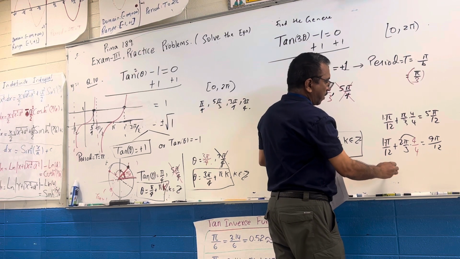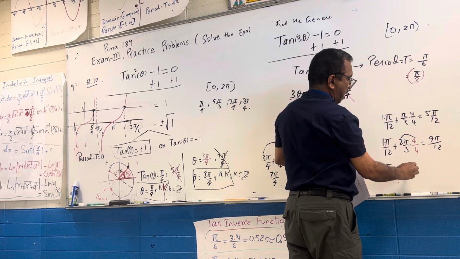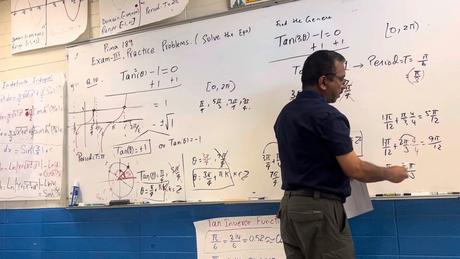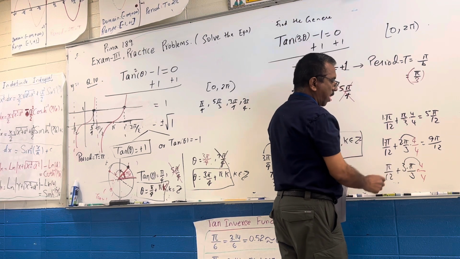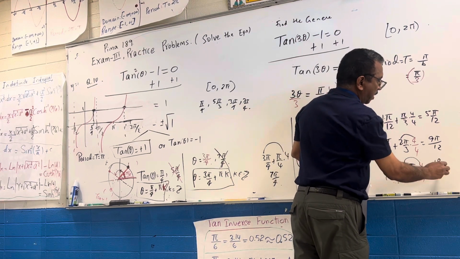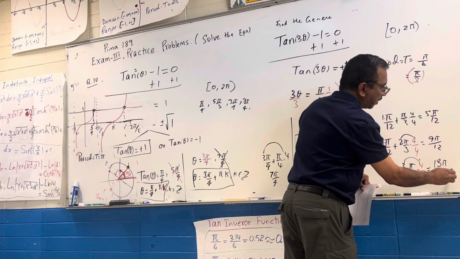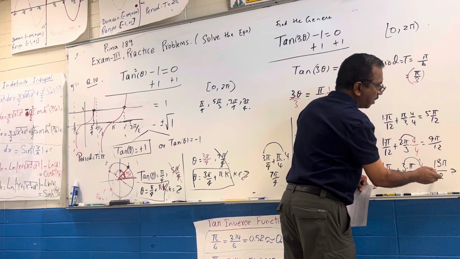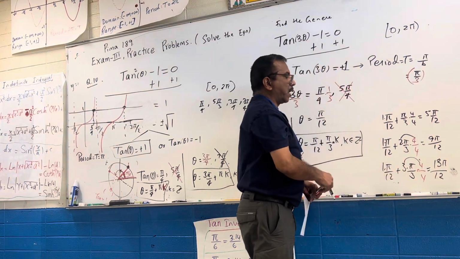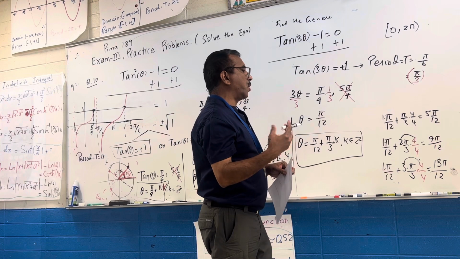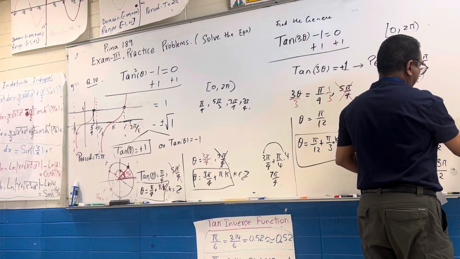The next one will be pi by 12 plus 3 of them, so it is 3 times pi by 3. So that means you multiply 4, and you get 4 times 3 is 12, plus 1 is 13 pi by 12. 13 pi by 12 is still less than 2 pi, so that's another one. We don't want it to be more than 2 pi. Let's do one more. There are so many options there.